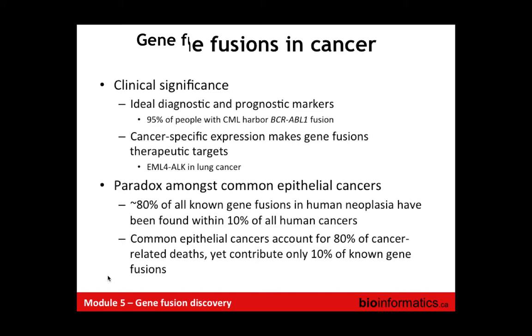There's a kind of paradox amongst the common epithelial cancers. To date, 80% of known gene fusions in cancer have been found, I think something's missing there, within 10% of all human cancers. So they're heavily biased, at least in terms of what's been discovered, towards blood cancers like lymphomas and leukemias. But we're starting to find them more and more in the solid tumors as we get better at looking for them.